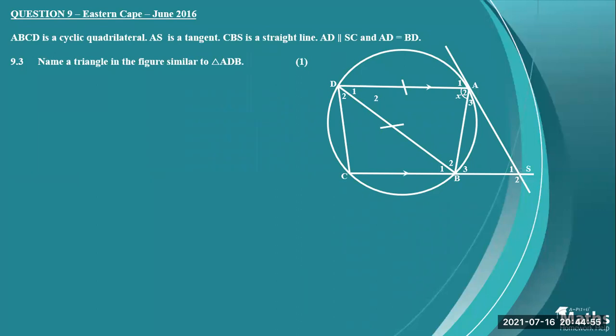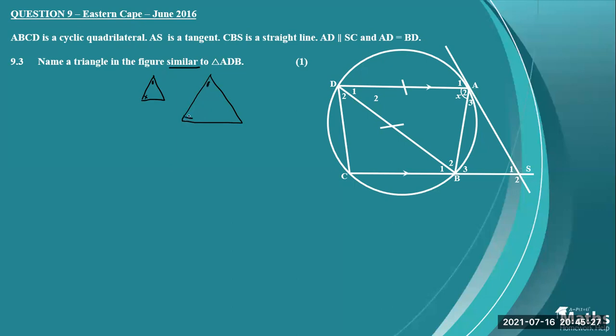For the next one, we need to say, name a triangle that's similar to triangle ADB. Now, in order to do that, we first need to understand similarity. So with similarity, it's when you are similar to dad or mom. Not exactly the same, you're just similar. So it means you have the same characteristics.